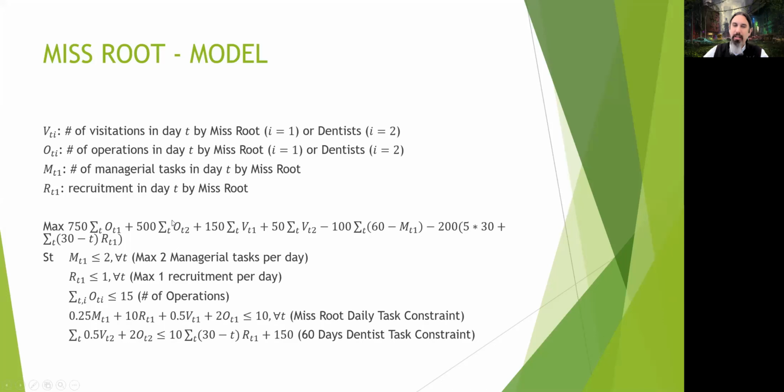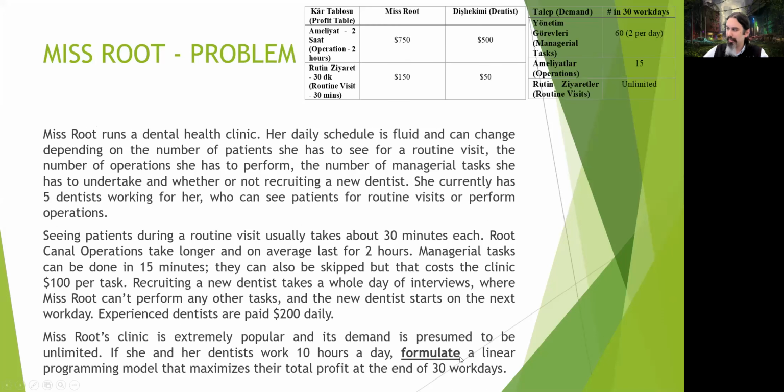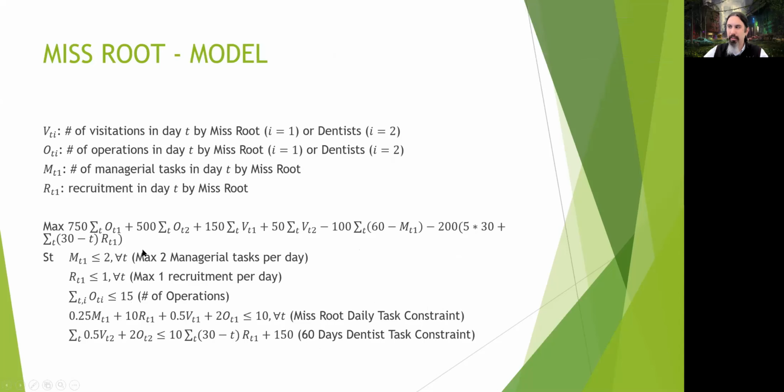Then when we go back to the maximization problem, we are trying to maximize our profit. So we have to calculate that profit. As you can see, there are profits over here. For example, for Miss Ruth it is 750, for the dentist it is 500 per operation, and for visitation, $150 for a routine visit and $50 for a routine visit for the dentist. So we have to use these.